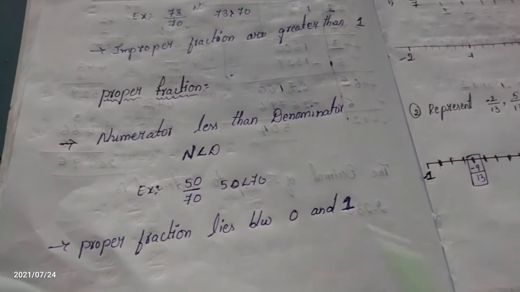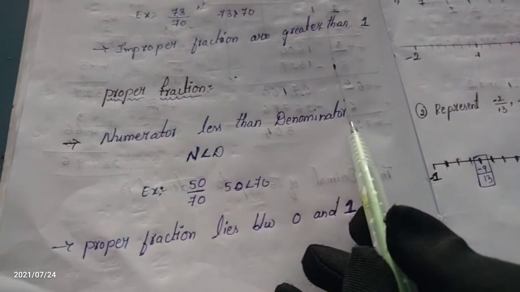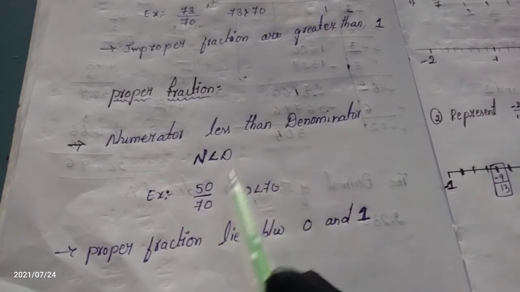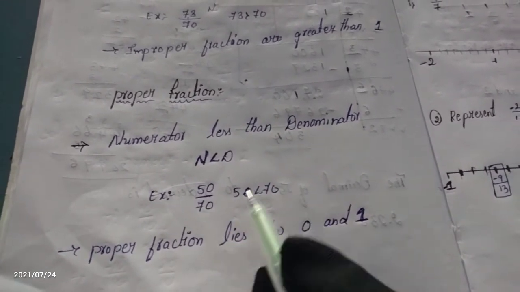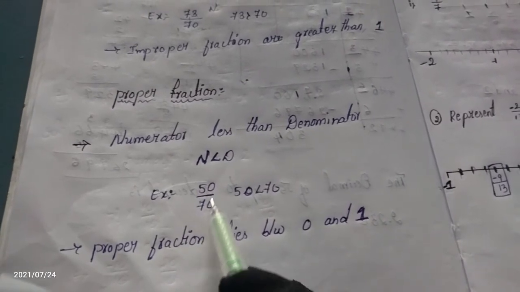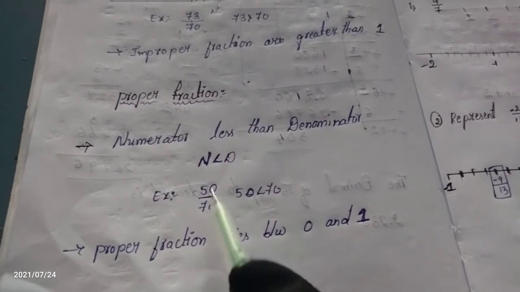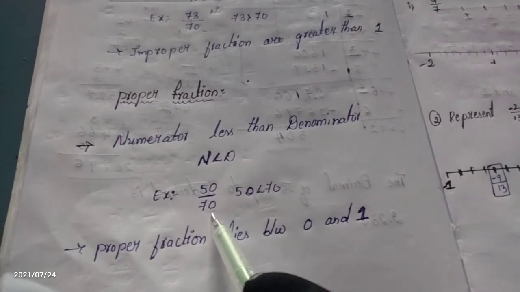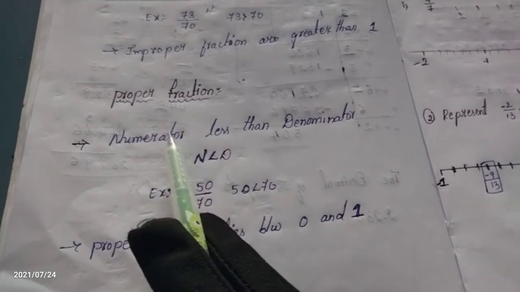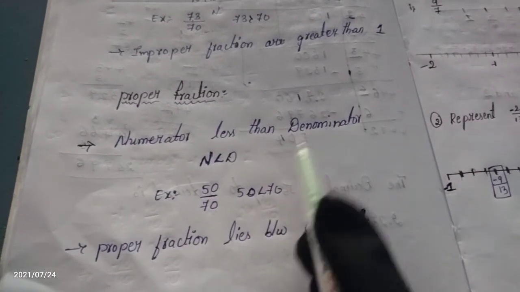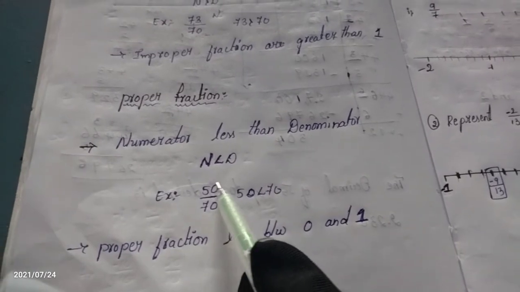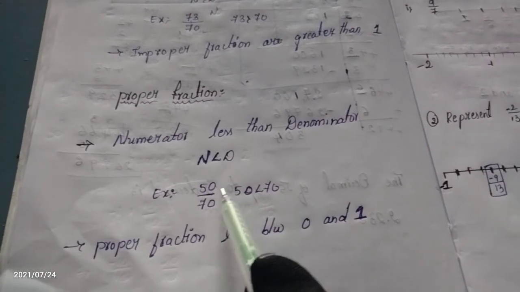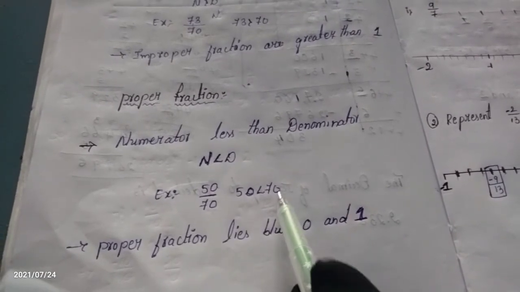A proper fraction is nothing but a fraction where the numerator is less than the denominator. I am taking the example 50 divided by 70. What is the numerator? The numerator is 50 and the denominator is 70. The numerator is less than the denominator, so the fraction is proper. Here the 50, here the 70, it is proper. 50 is less than 70.